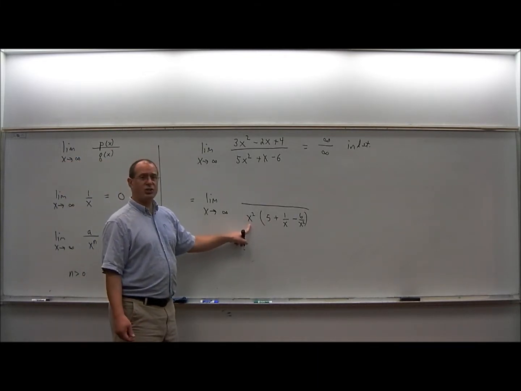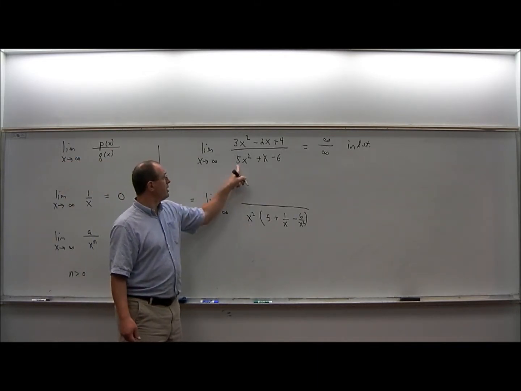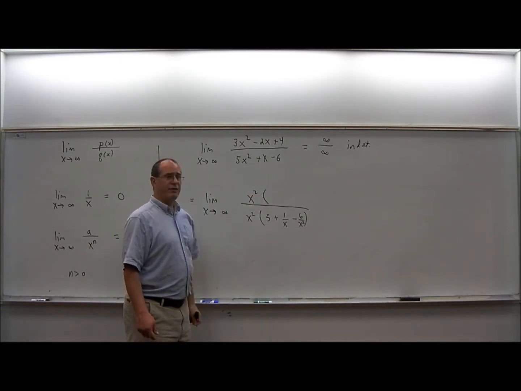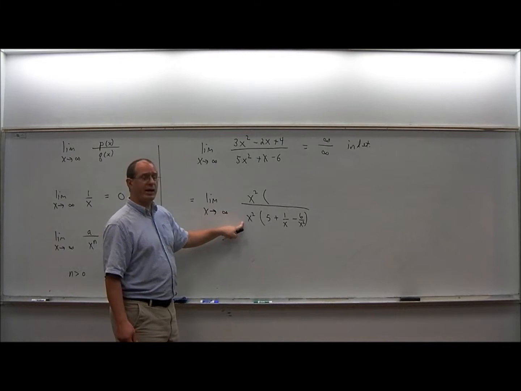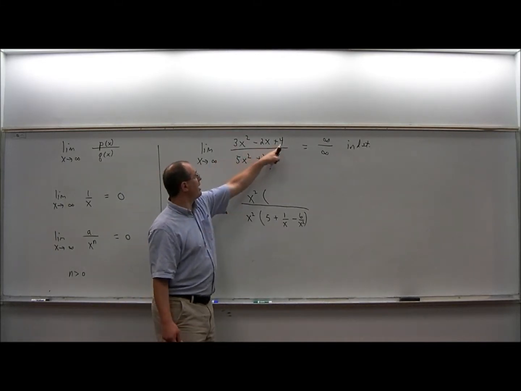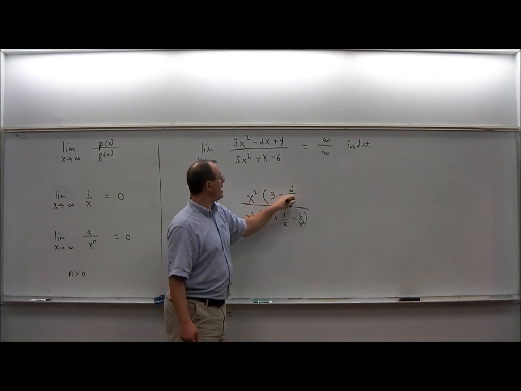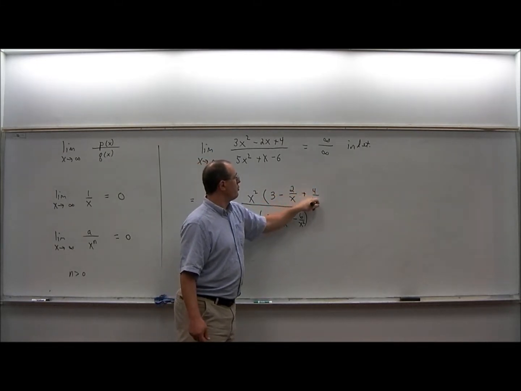Okay, so we factored x squared from the 3 terms in the denominator. We do the same in the numerator. Factor x squared from the 3 terms. That way the x squareds will cancel. So you factor x squared and you get 3 minus 2 over x plus 4 over x squared.